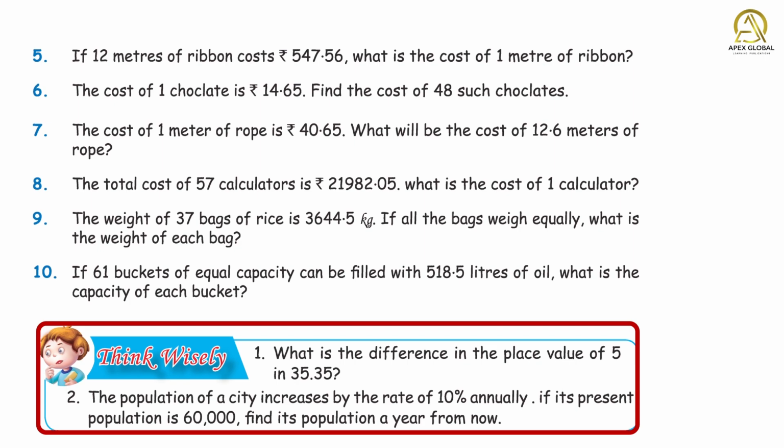Think wisely. Question 1. What is the difference in the place value of 5 in 35.35? Question 2. The population of a city increases at the rate of 10% annually. If its present population is 60,000, find its population a year from now.